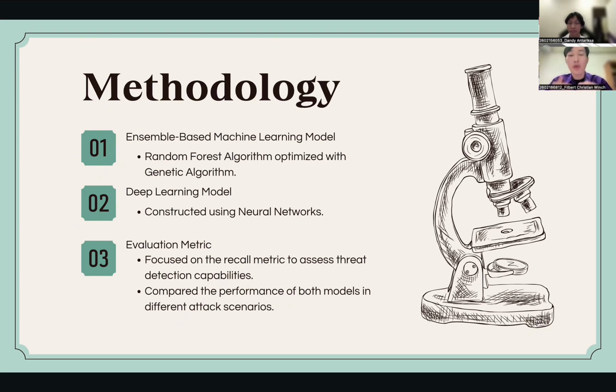Continuing to the method section, we are using an ensemble-based machine learning model. The specific algorithm is the random forest algorithm optimized with the genetic algorithm itself. For the deep learning model, we are using neural networks with, of course, a lot of hidden layers, which should resemble a deep learning model. For the evaluation metric, we are focusing on the recall metric to assess threat detection capabilities, and we compared the performance of both models under different attack scenarios. The different scenarios are that we are going to see the performance of each model in the normal traffic section and the attack traffic section.